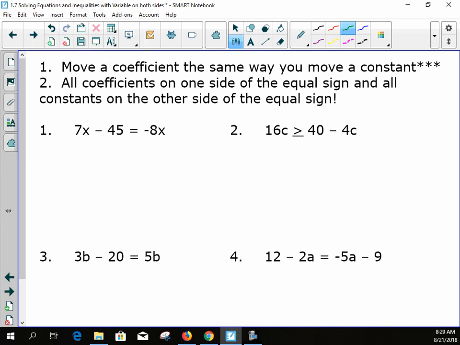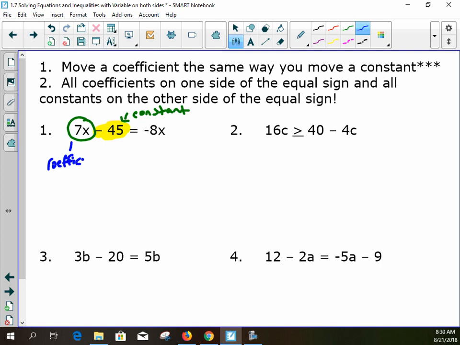Okay, you have to finish the warm-ups even though I didn't. You move a coefficient the same way you move a constant. So let's define some things. This right here is a constant. It's a number without a letter, which means this is a coefficient. It's a number with a letter. So this is my constant. It's constant. It stays the same. This is my coefficient. This is going to change depending on what x is. Not a constant, it's a coefficient.